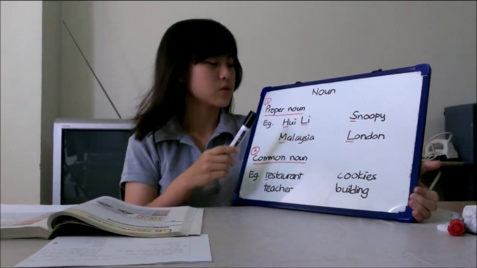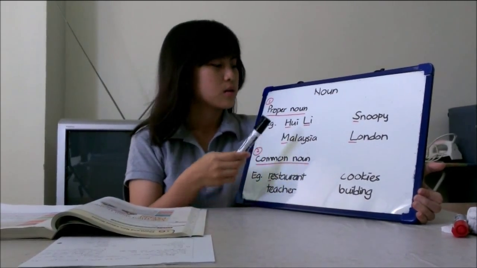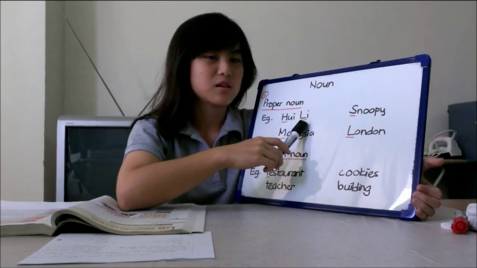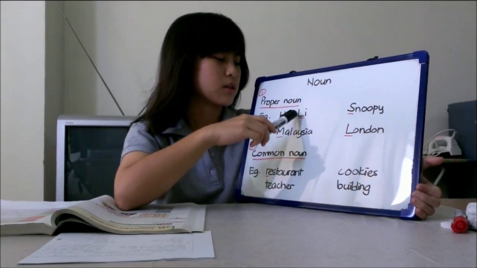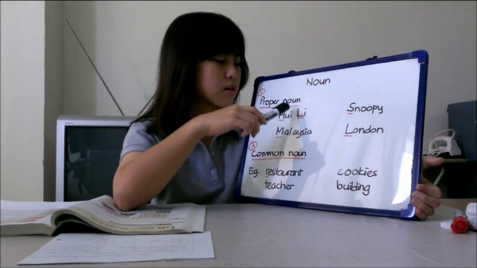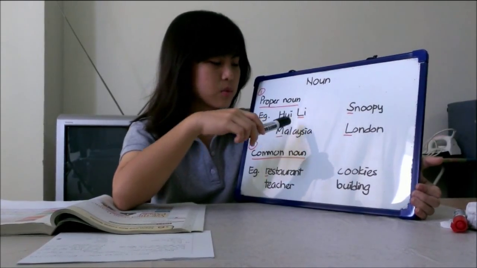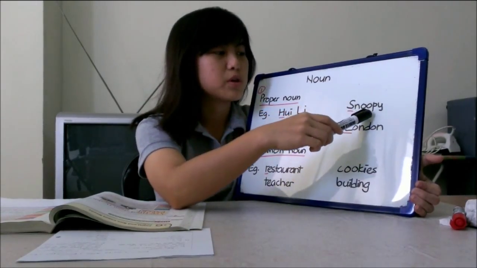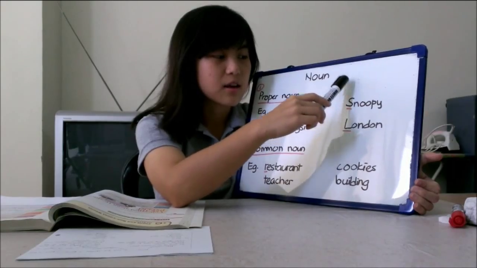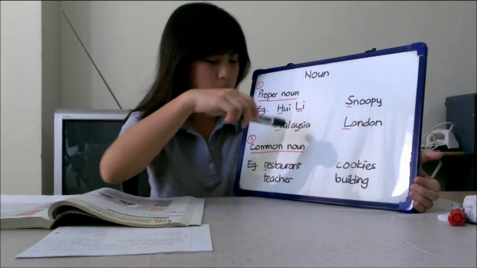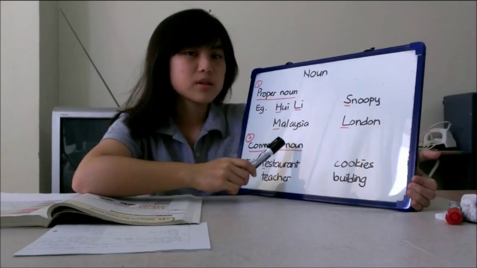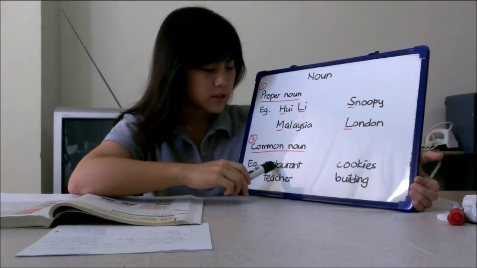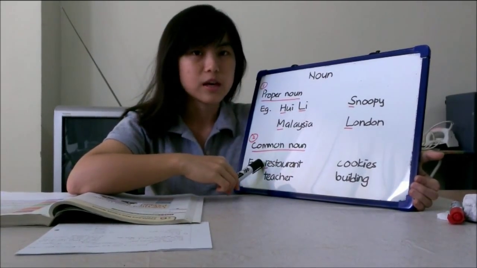Let us look at some examples of proper nouns and common nouns. An example of a proper noun is my name, Hui Li. The first letter of each word is capitalized, so here the H and L are capitalized. Other examples are Malaysia, capital letter M, Snoopy, the character in the cartoon, capital letter S, and London, capital letter L. Because a common noun does not refer to the name of a particular individual, the first letter of the noun is not capitalized.